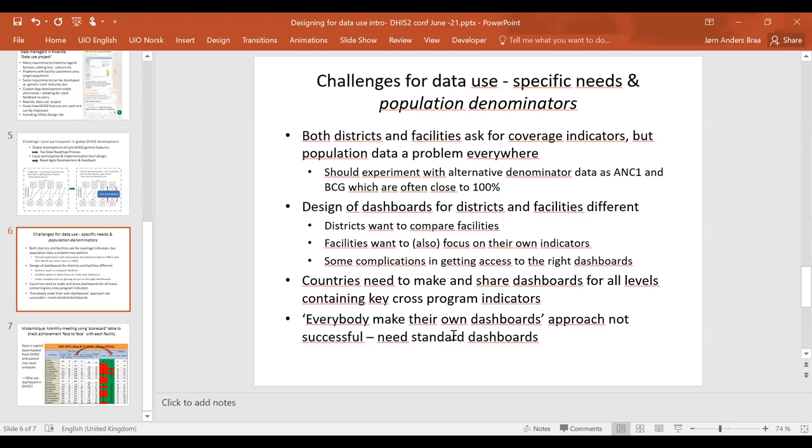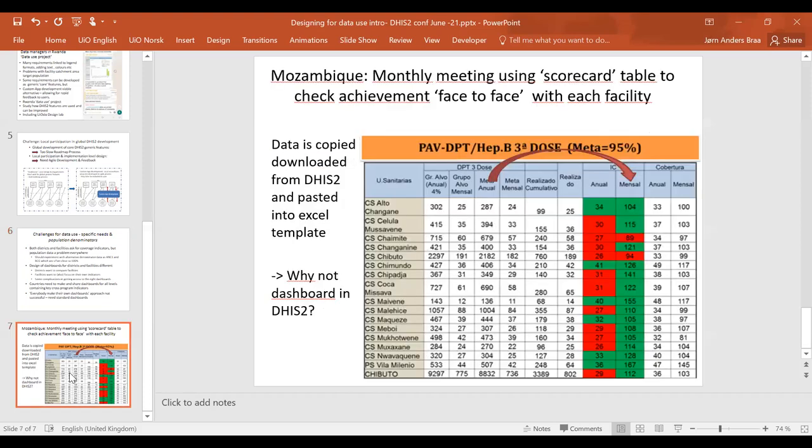So there are different alternative methods, and we can just show this example from Mozambique, where they use this scorecard for immunization coverage by facility at the district data use meeting.